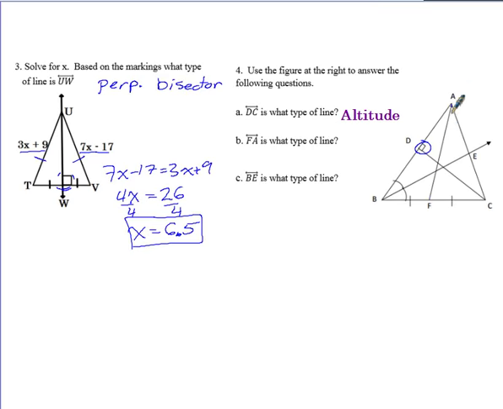FA, when I look at FA, what do I have here? I just have that these sides are marked congruent, so I can call that a median. And then finally, BE, when I look at that, I notice that the angles here are marked congruent, so that would be my angle bisector.